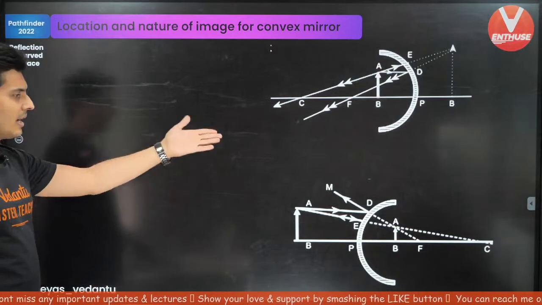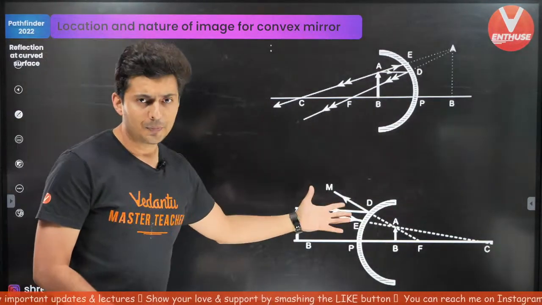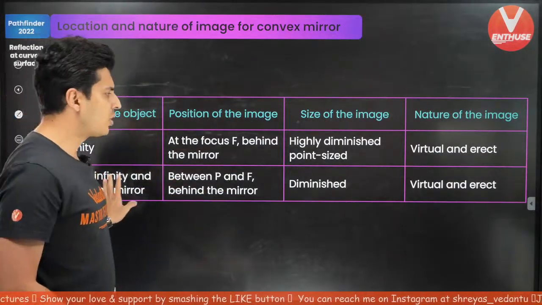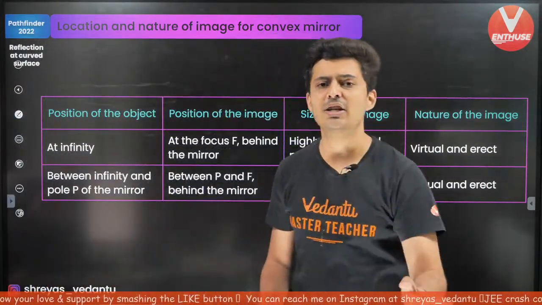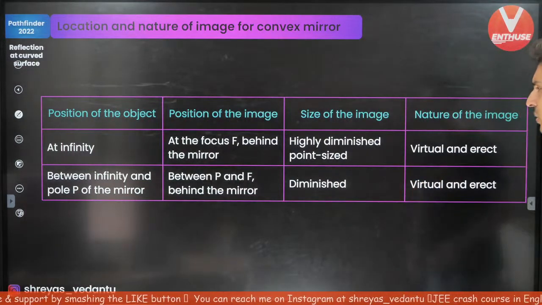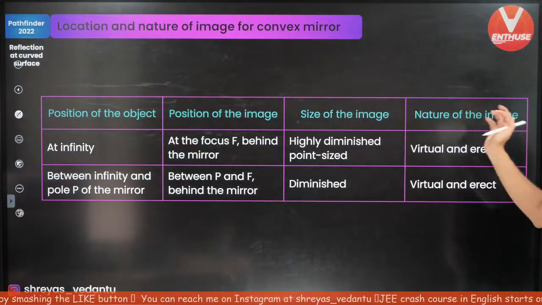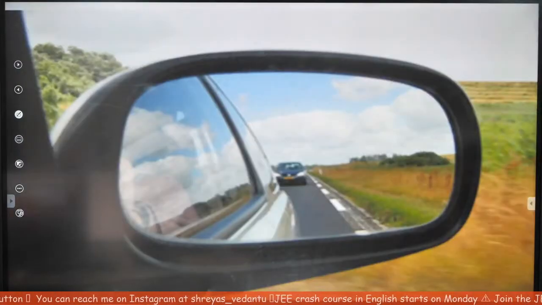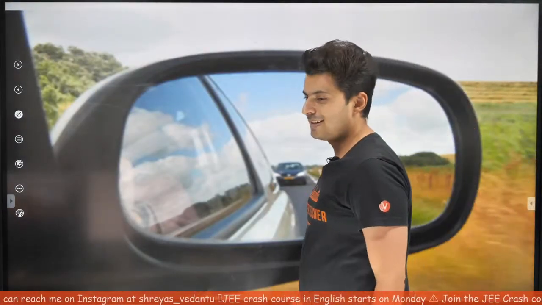Alright, for convex mirror, again I have put up all the ray diagrams, and I have also put up the cases for convex mirror. For convex mirror, it is always diminished, it's virtual, and it is erect. That's what you should know. Only when it is at infinity, then the image is formed at the focus. That's a special case. And where do you use a convex mirror?